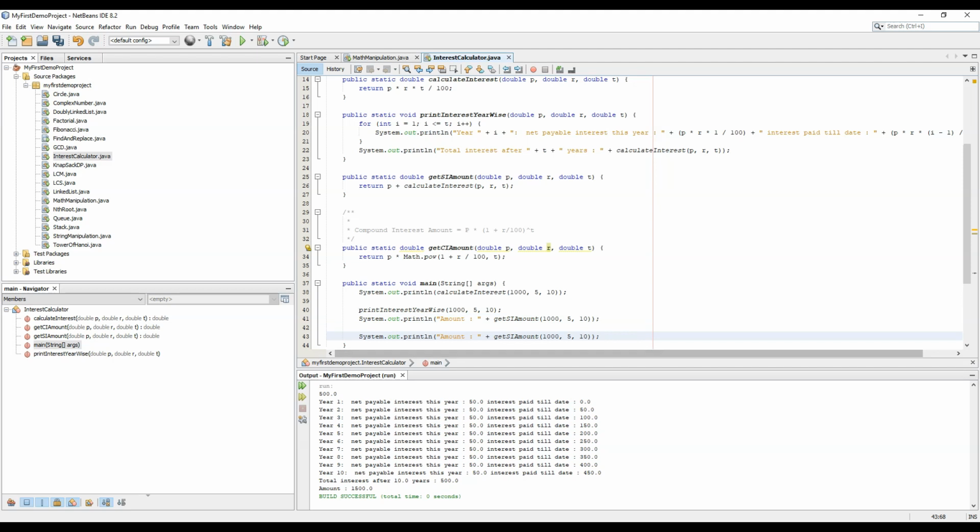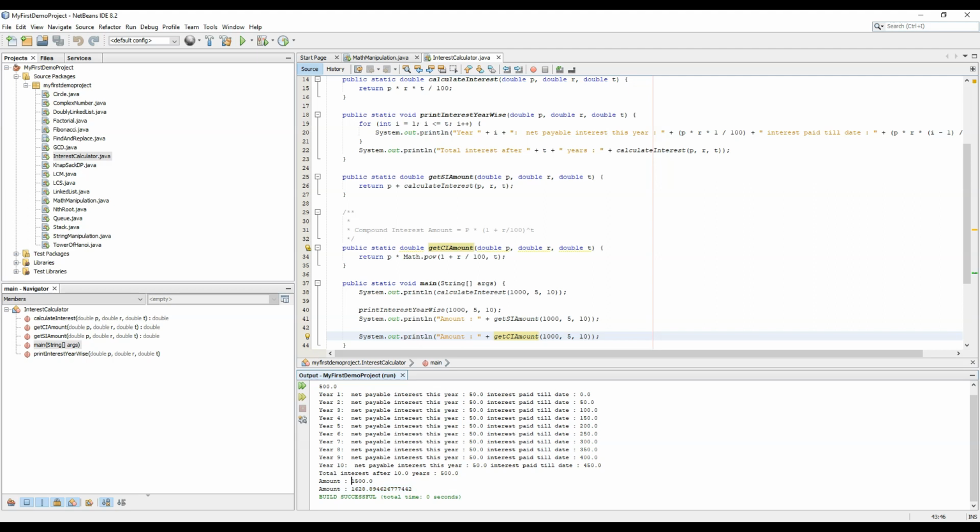So amount, getCIAmount 1000, 5, 10. So we can see that the amount generated for the principal 1000 at 5% in 10 years compounded annually is 1628, and the simple interest amount is 1500. So compound interest is always greater than the simple interest, first of all.